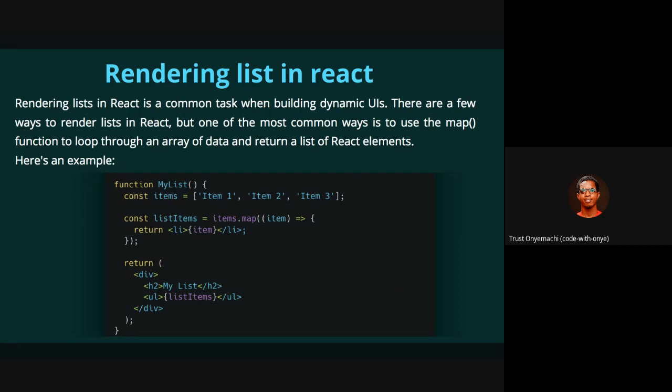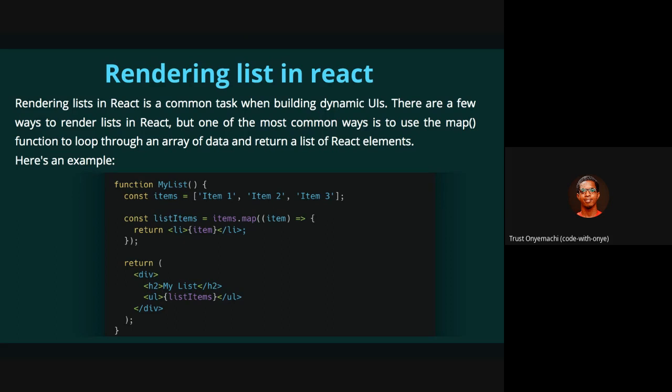So the first point we're going to do today is rendering lists in React. What does that mean actually, and how does that work? Rendering lists in React is a common task when building a dynamic UI. There are a few ways to render lists in React, but one of the most common ways is to use the map function to loop through an array of data and return a list of React elements.